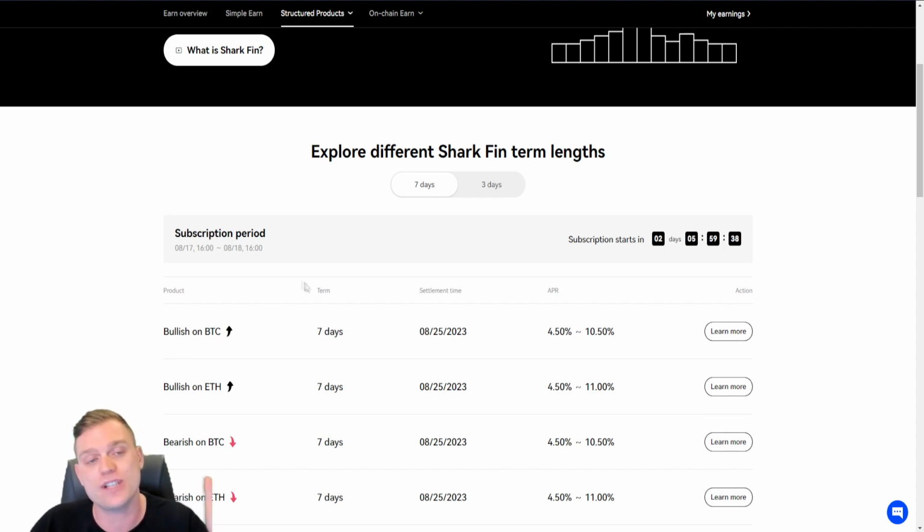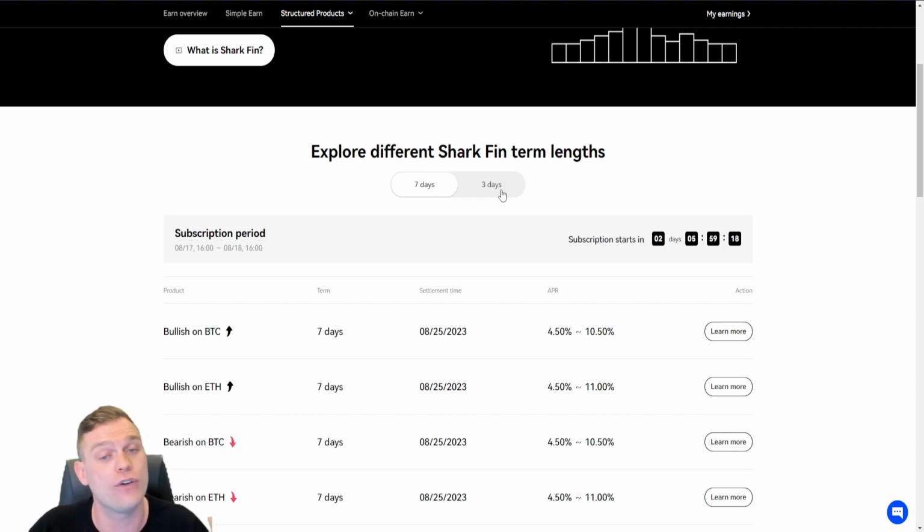The first thing is there is a subscription period. Here I have selected 7 days, and the subscription starts in 2 days, 5 hours, 59 minutes and 28 seconds. If you are using the OKX Exchange, they have an app and it will notify you when the subscription starts for the Shark Fin feature.